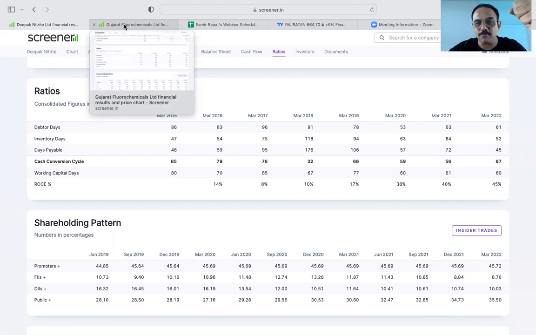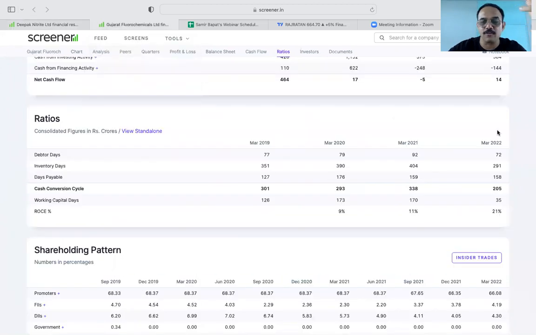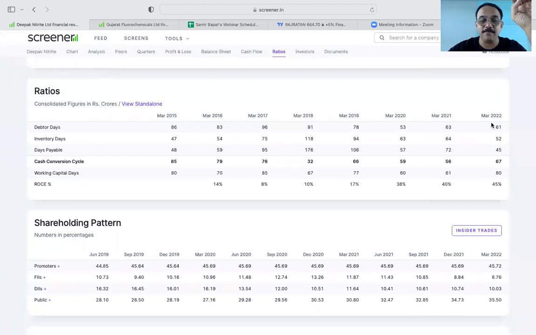Deepak Nitrite is able to do it in 61 days. Gujarat Fluorine is able to do it in 72. So Deepak is taking less time, which is good, right? If we are analyzing, we have to see debtor days, and we have to see days payable, that is, in how many days it is paying the supplier.